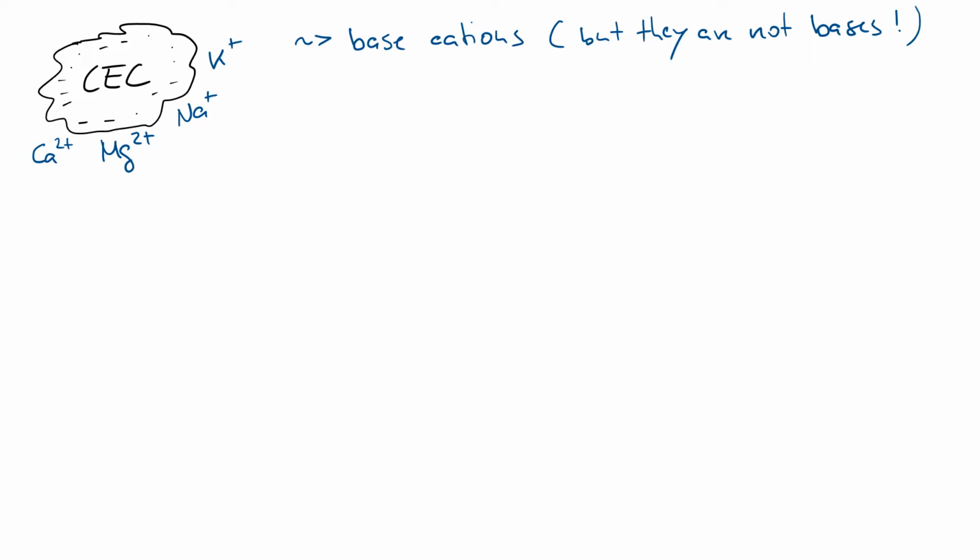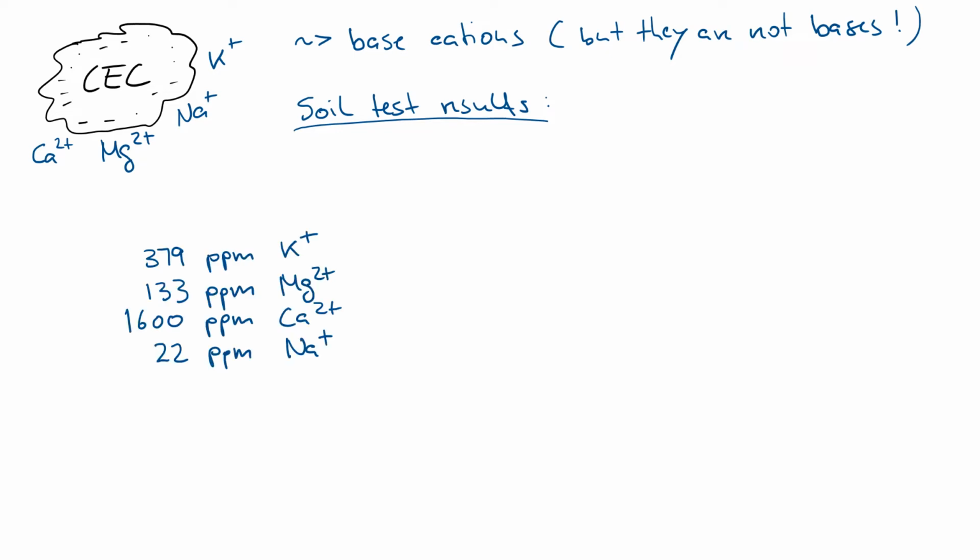So if the pH of the soil is high, so if we have an alkaline soil, then if we just sum up all the base cations hanging onto these CEC sites, we would have an adequate measure of cation exchange capacity. So let's do that for an example with a high pH soil. We have a soil test result that came back to us, and in there we have 379 parts per million of potassium, 133 of magnesium, and so forth.